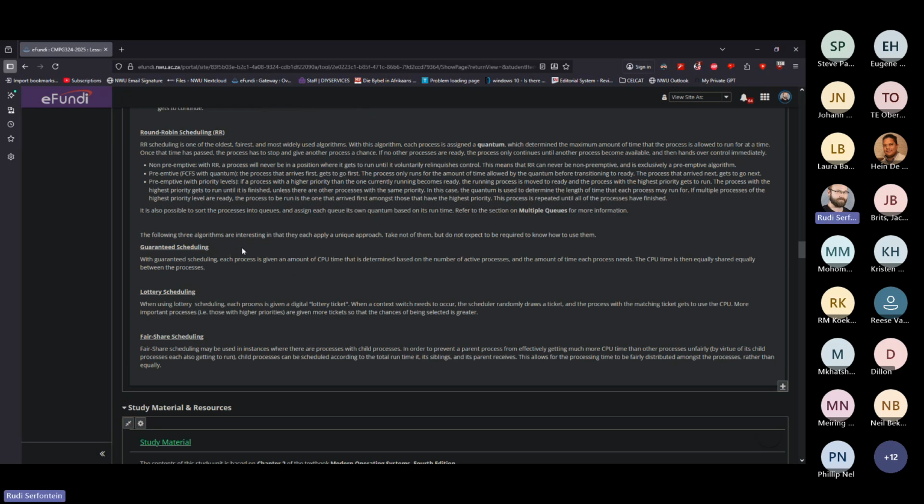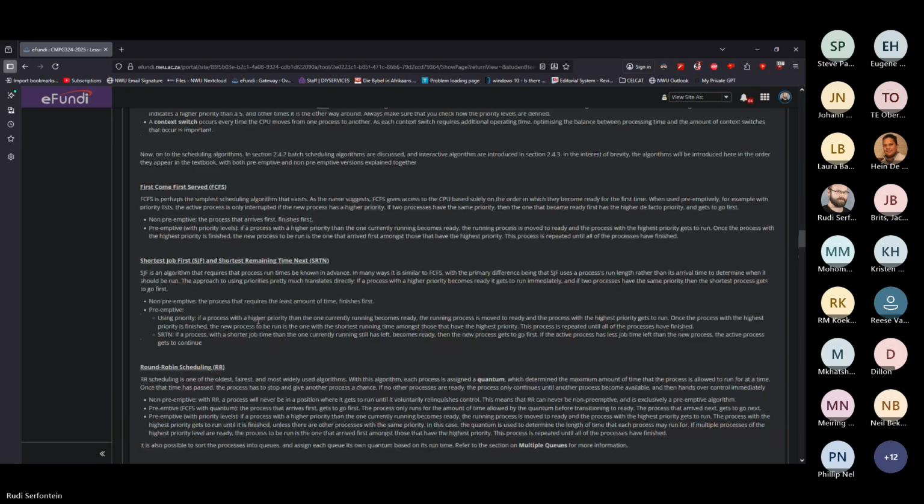Then your guaranteed scheduling, lottery scheduling, and fair share scheduling. Good to be aware of them, but they are not asked as part of an application question in the exam. So take note of them, but you don't need to be able to apply them.